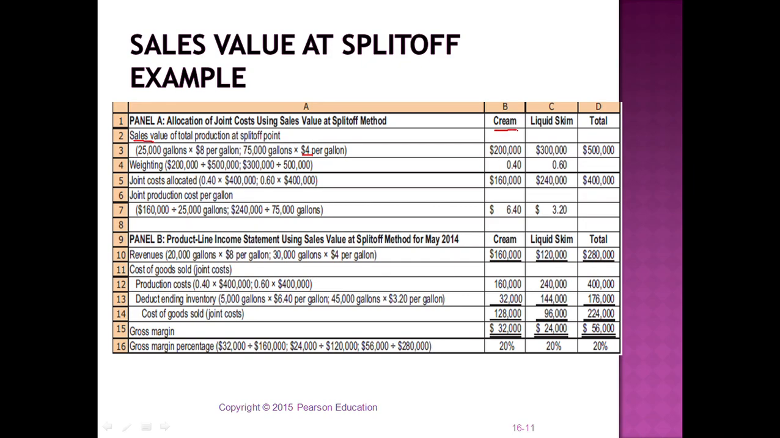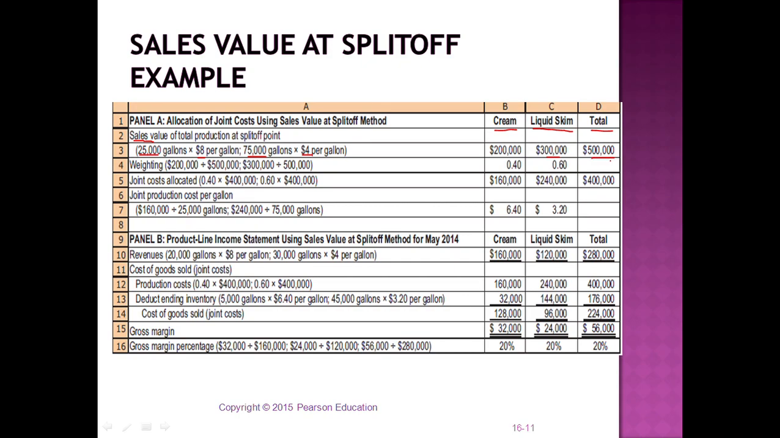So we take three columns here for the two joint products, cream and liquid skim, and then one column for total. So the sales value for the total output, according to our example: 25,000 gallons of cream was produced and the sale value is 8. So 25,000 into 8 would be 200,000. Similarly, 75,000 gallons of liquid skim was produced at $4 per gallon, so it would be $300,000, right? So add 200 plus 300. The total sales value is 500,000.